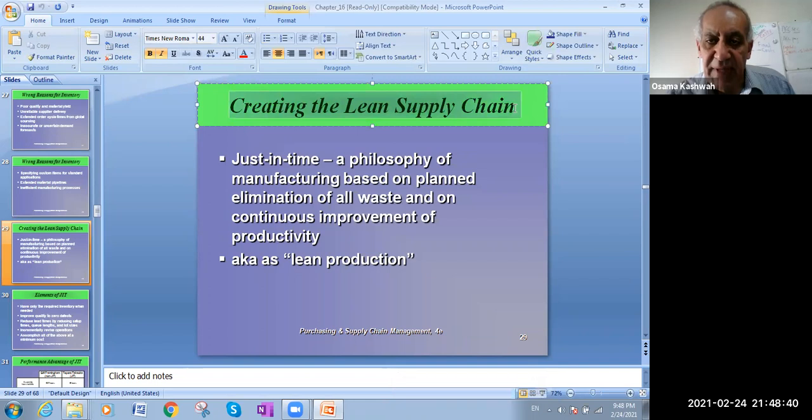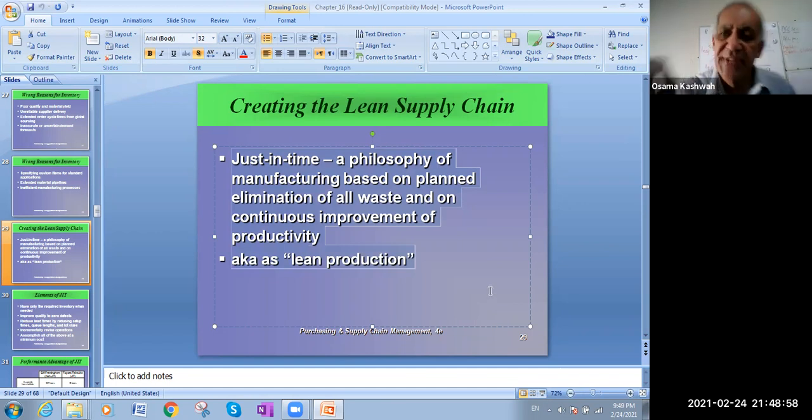Creating the lean supply chain. So lean supply, we will say about the just-in-time, a philosophy of manufacturing based on planned elimination of all waste and continuous improvement of productivity, aka lean production. So just-in-time will tell me I will get only the amount of inventory. I will store only the amount of inventory which I really need. So there will be no more stock. And this depends on the production phases which I have in my company.